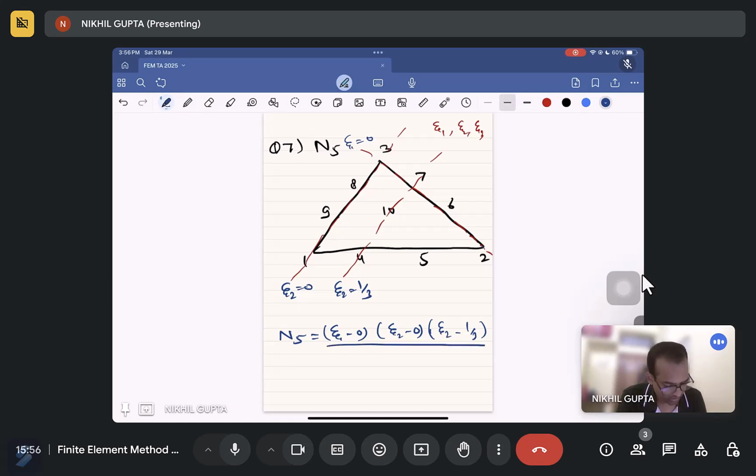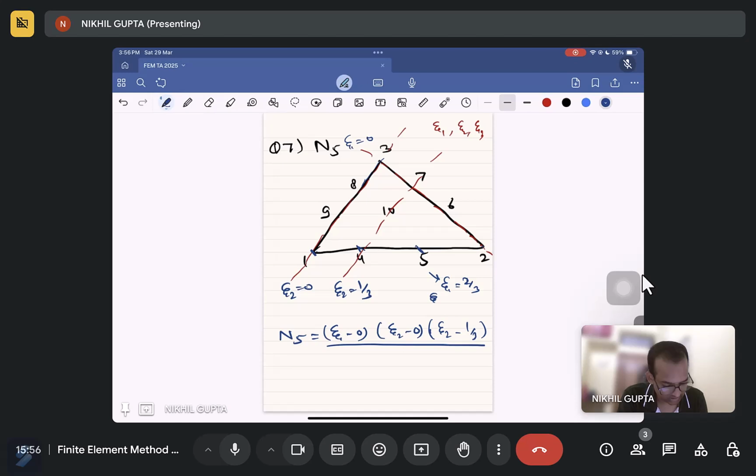Now you have to compute the value as this. So for this, the value of xi 2, xi 1. Xi 1 is 1 by 3 only. No, Xi2 is 2 by 3. For N5, you are writing Xi1, no? Yes, Xi1 is 2 by 3, no?